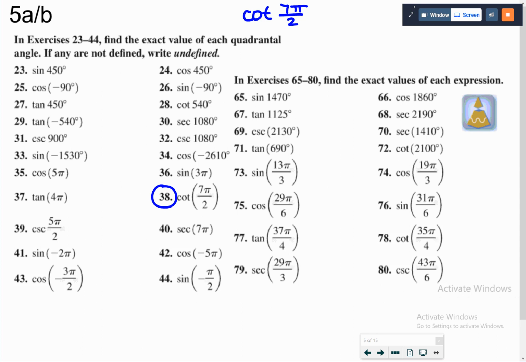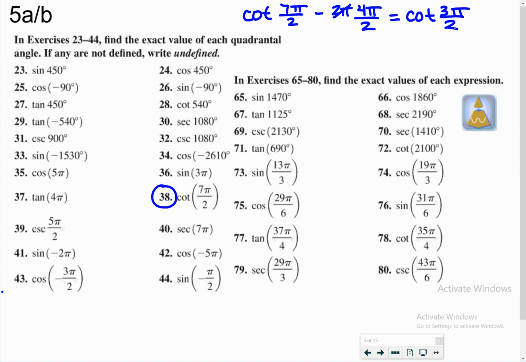All right, cotangent of 7 pi over 2. Is 7 pi over 2 on your unit circle? Is it too big or too small? Too big. So if you have a radian that's too big, what do we do? Subtract 2 pi. And what's the common denominator? The common denominator is 2, so I can think of it as 4 pi over 2. So if I do 7 pi over 2 minus 4 pi over 2, I get 3 pi over 2. Is that on my unit circle? Yeah. If not, remember, you can just keep adding or subtracting until you get to something that's on your circle.